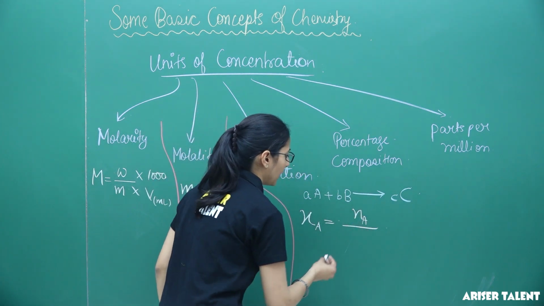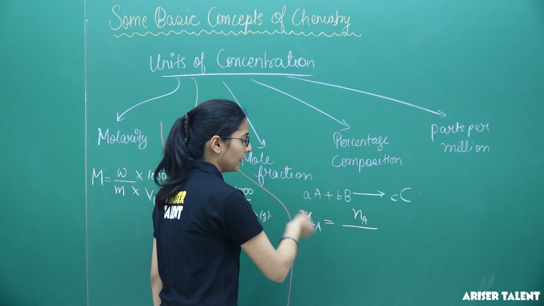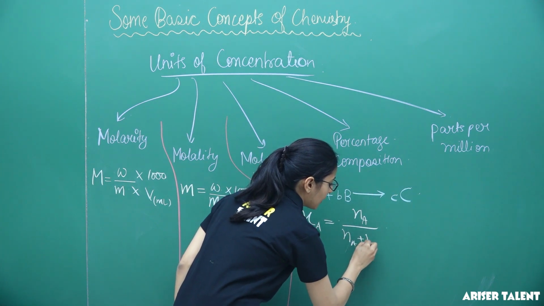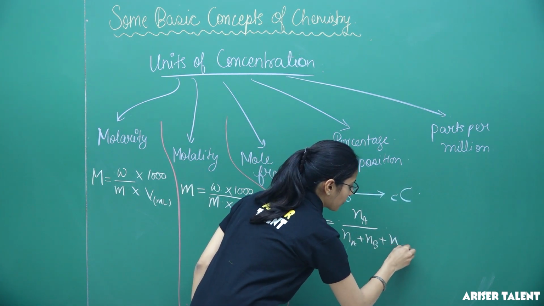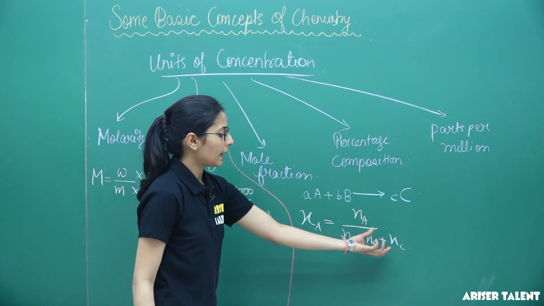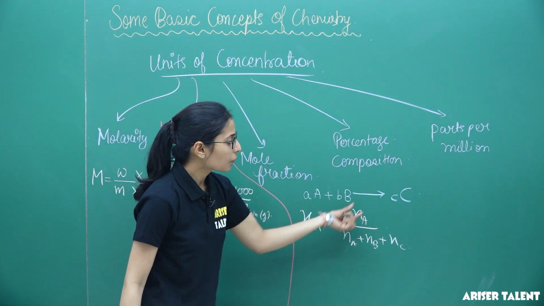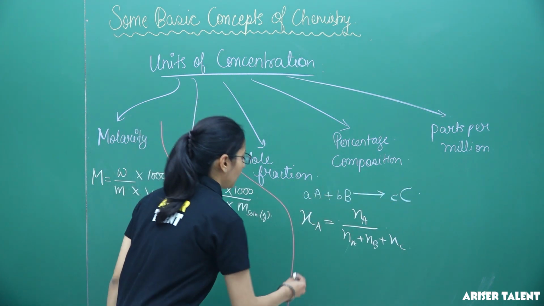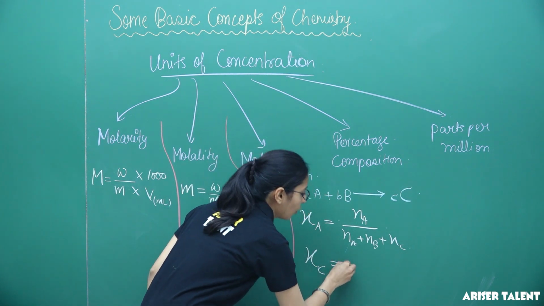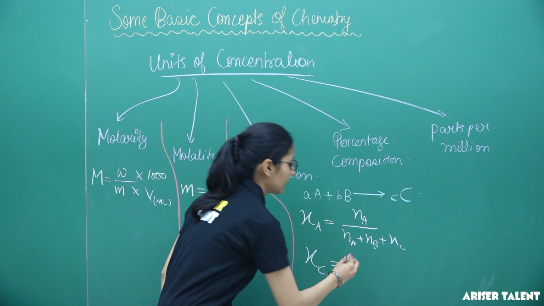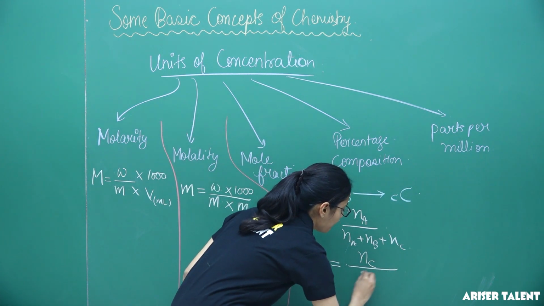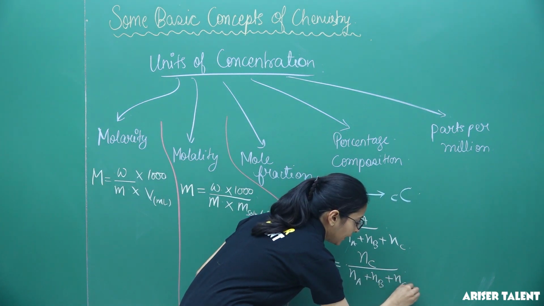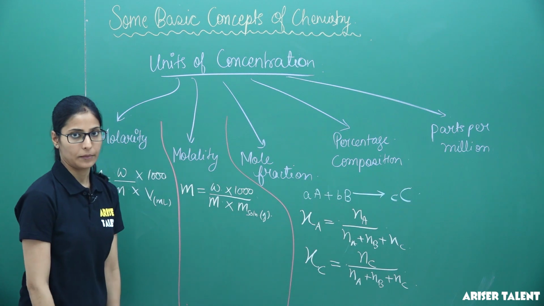So, the number of moles of A divided by the total number of moles present in a solution. So, it will be Na plus Nb plus Nc. These are the total number of moles that are present in a solution. Similarly, if you want to calculate the mole fraction for any other species, just for an example, if I want to calculate the mole fraction for C, then it will be equal to the number of moles of C divided by the total number of moles, right.